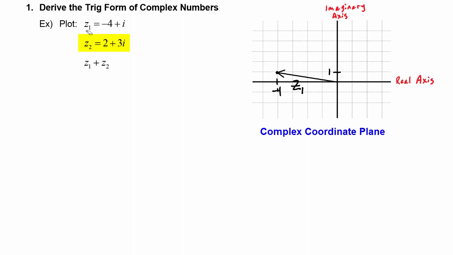z2 is equal to 2 plus 3i, so we go 2 on the real axis, and we go 3 on the imaginary axis. We draw the vector from the origin out to that point, and this is z2.